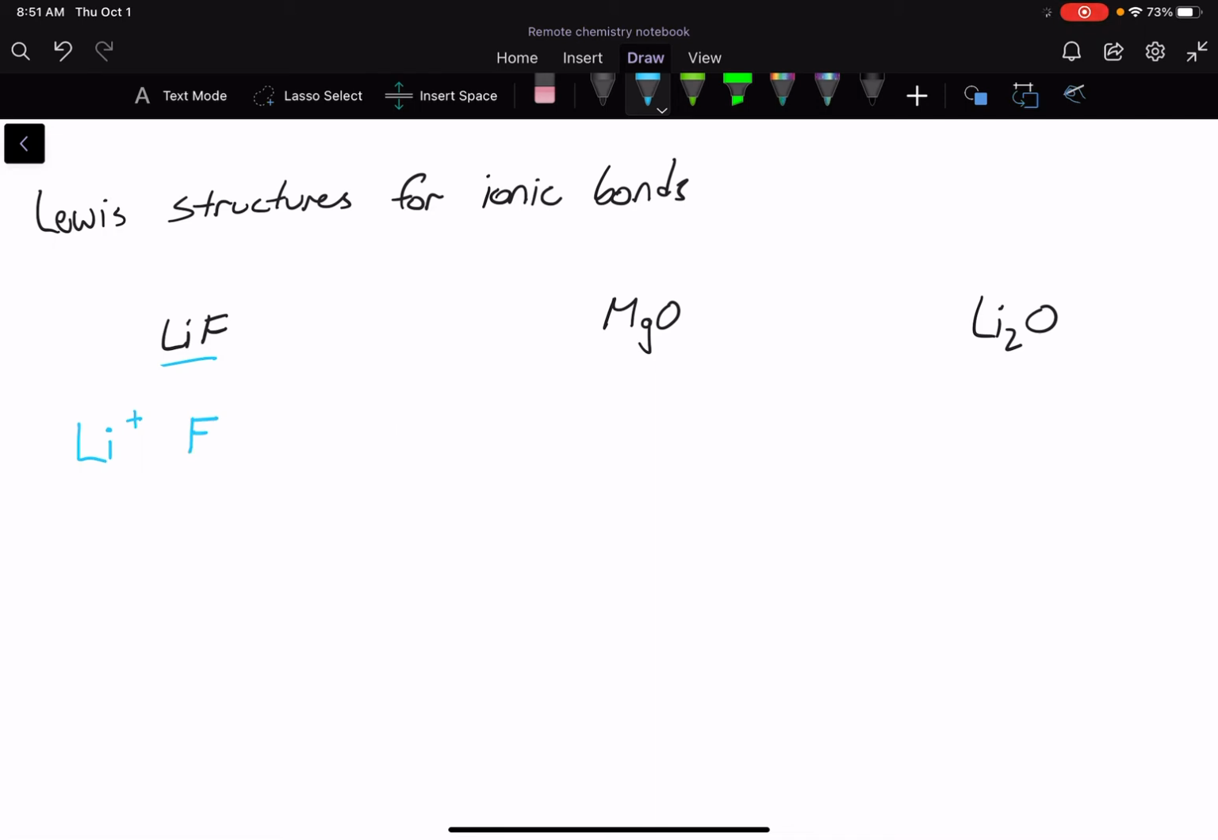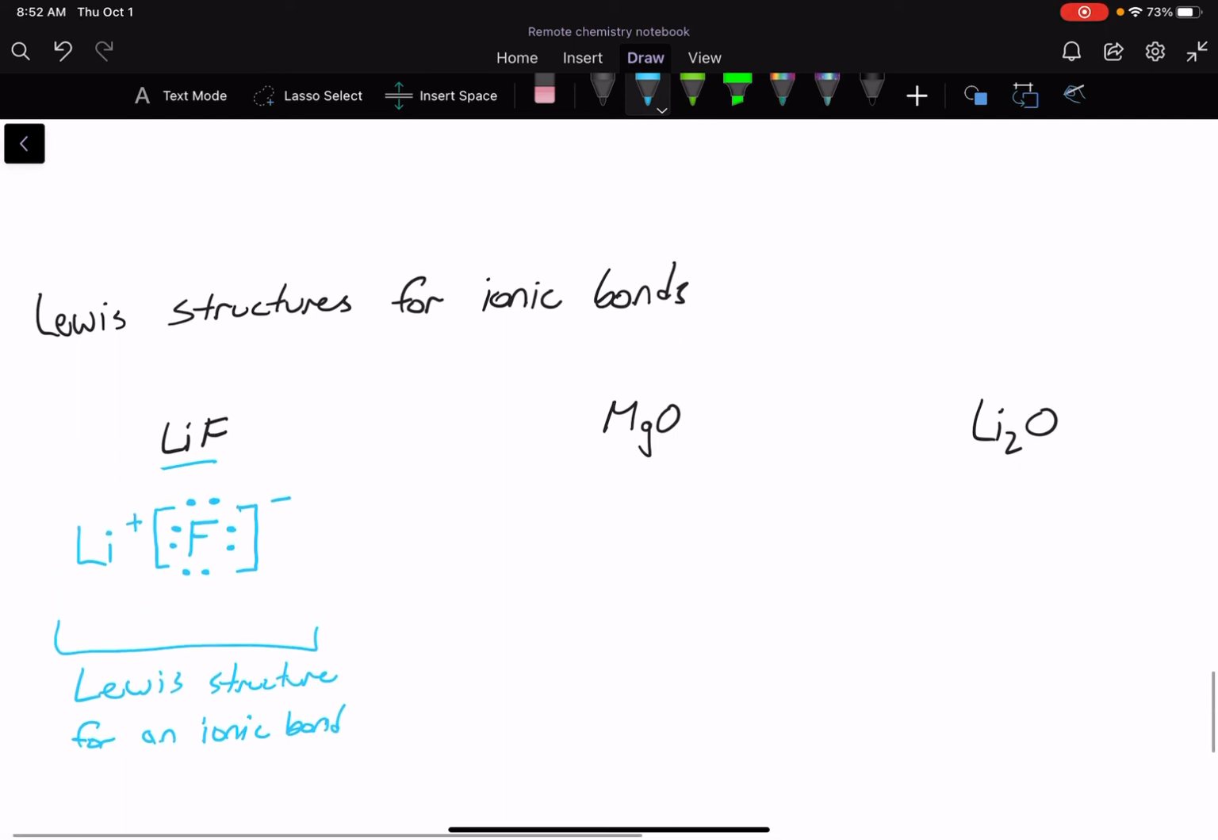Now we can draw fluorine, and after the transfer of electrons, fluorine now has 8 valence electrons. And so when you draw a Lewis structure for something that gained electrons, you put brackets around it, just like this. Okay, and then because it gained an electron, we put a -1 charge. And so this is the Lewis structure for an ionic bond.